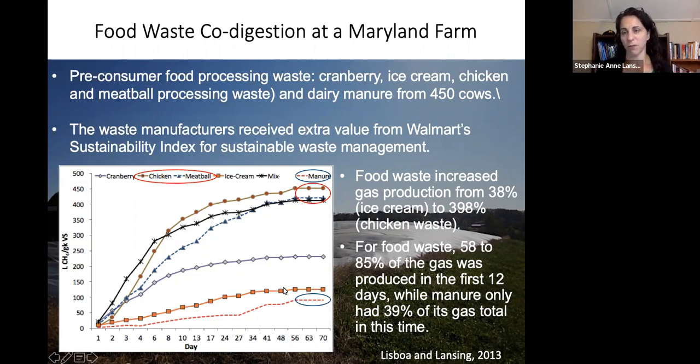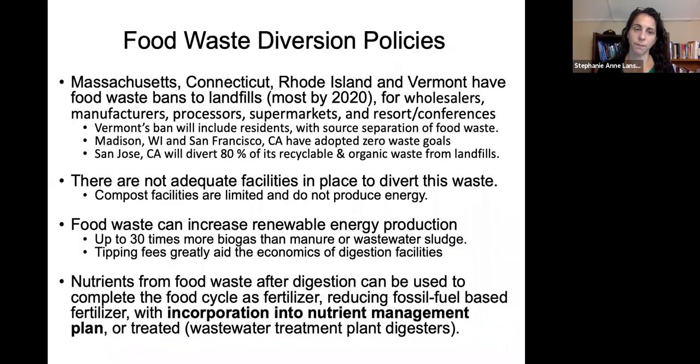And the ice cream, again, was very liquidy, compared to manure. Again, way more, even though they had a lot more manure coming into this, most of their methane was actually attributed to this food waste. Because again, anywhere from 50 to 80% of the gas was produced in these first 12 days, while manure only had 39%. It's just much slower compared to our food waste. And again, it had anywhere from 38% to almost 400% more methane potential than the same amount of dairy manure.